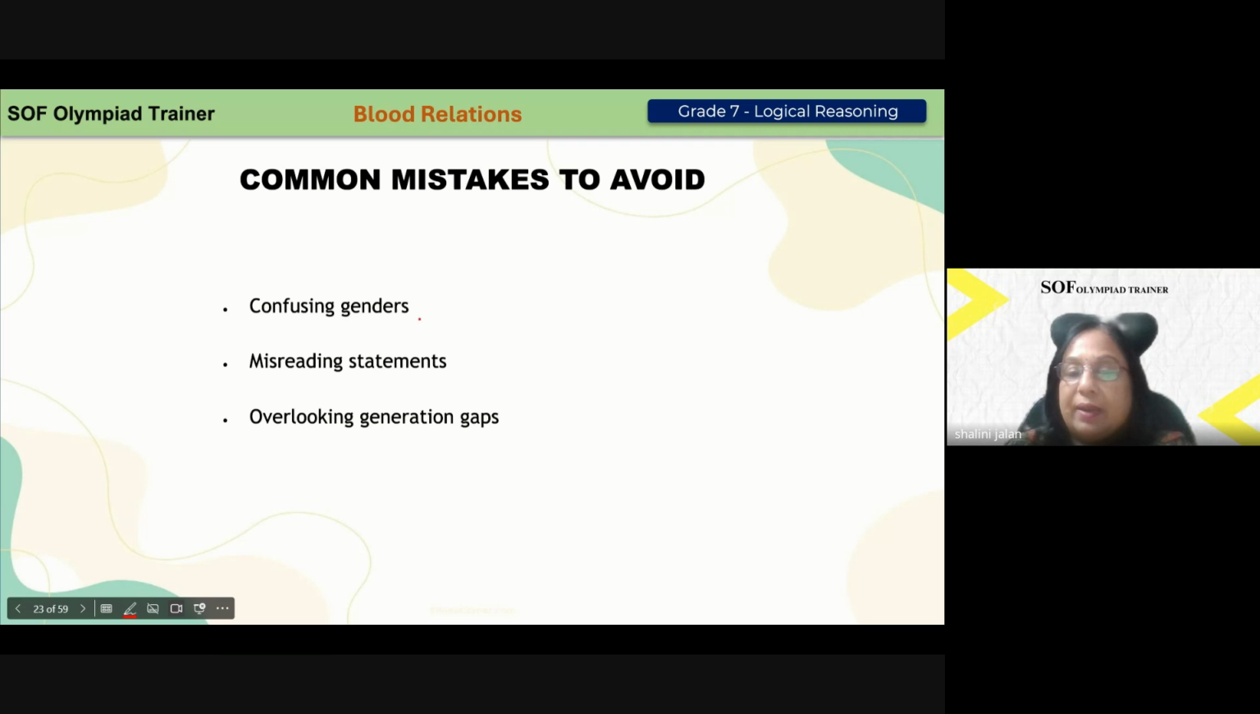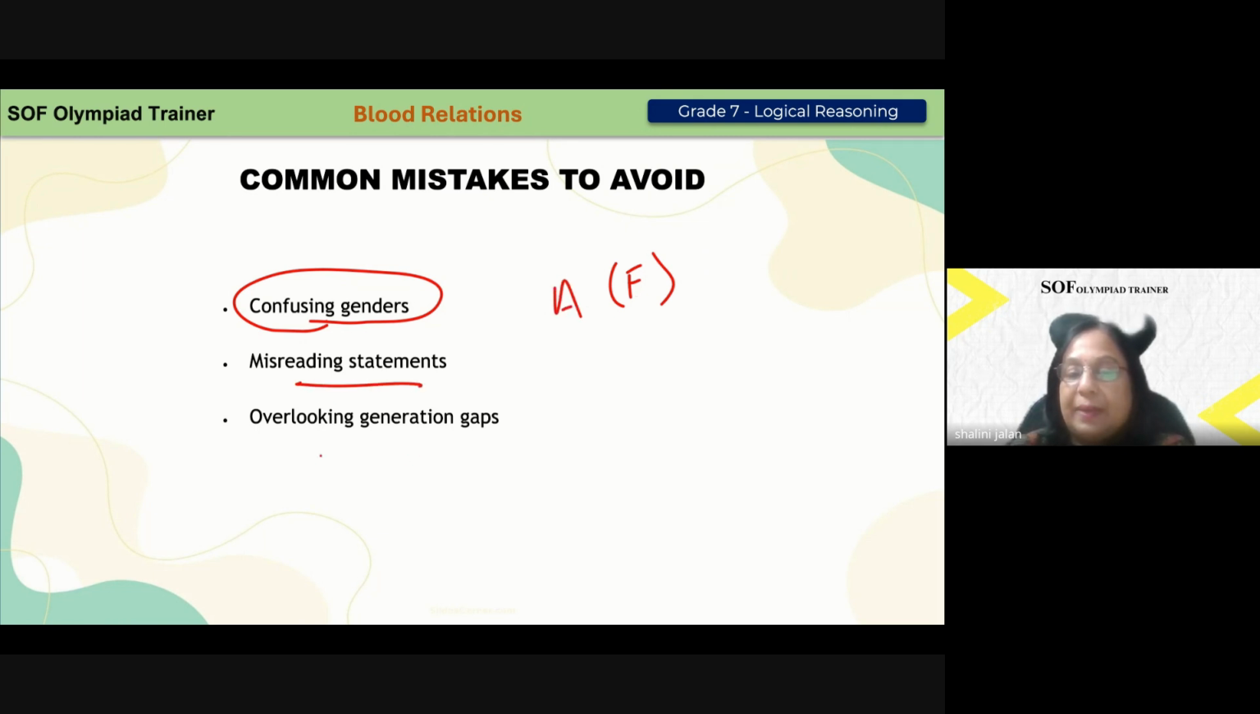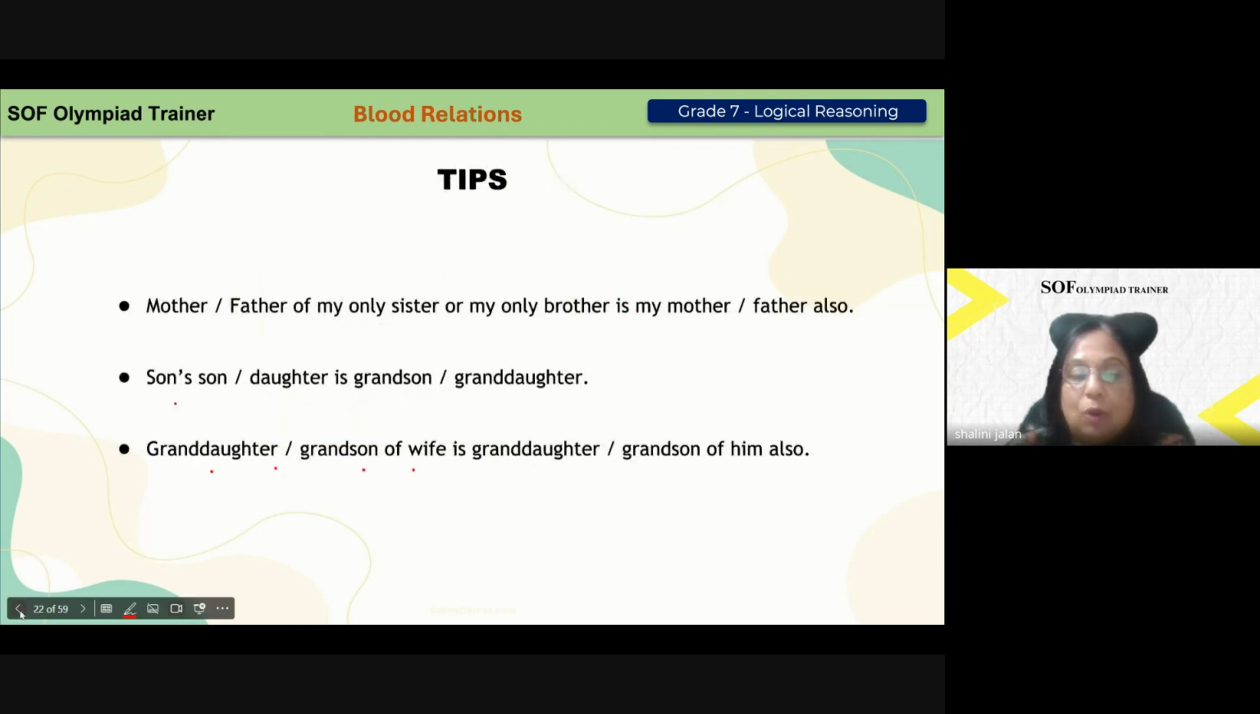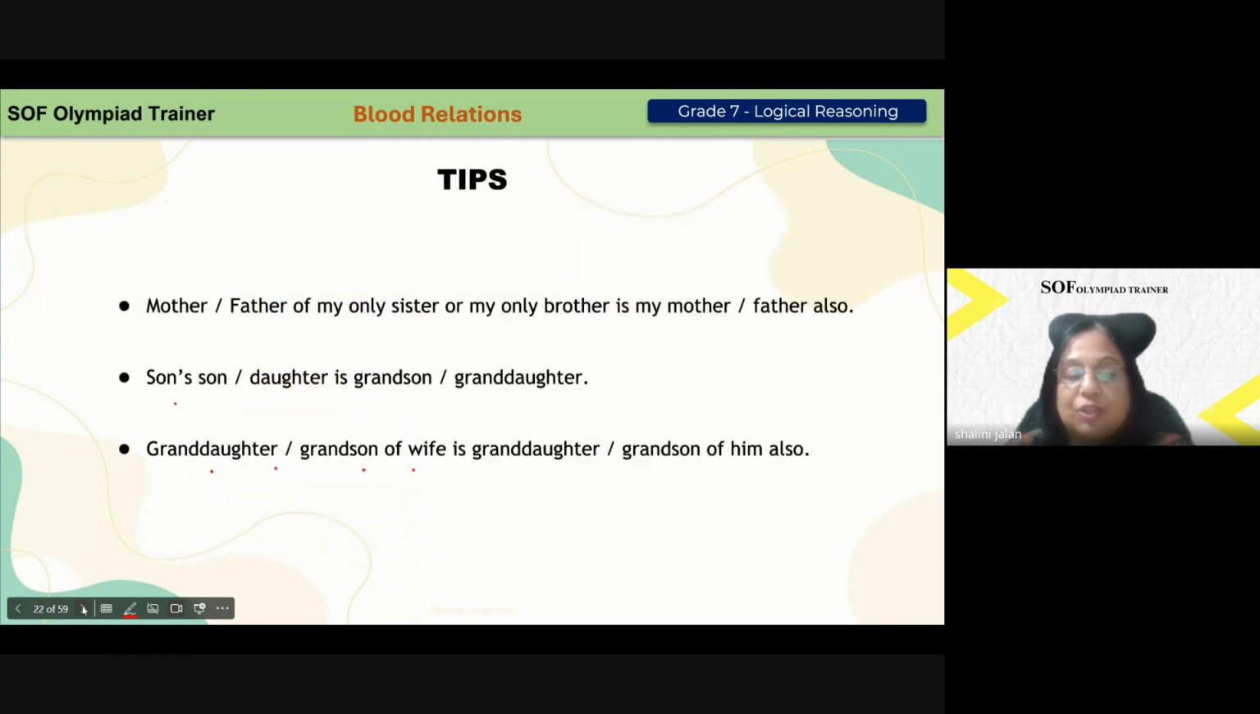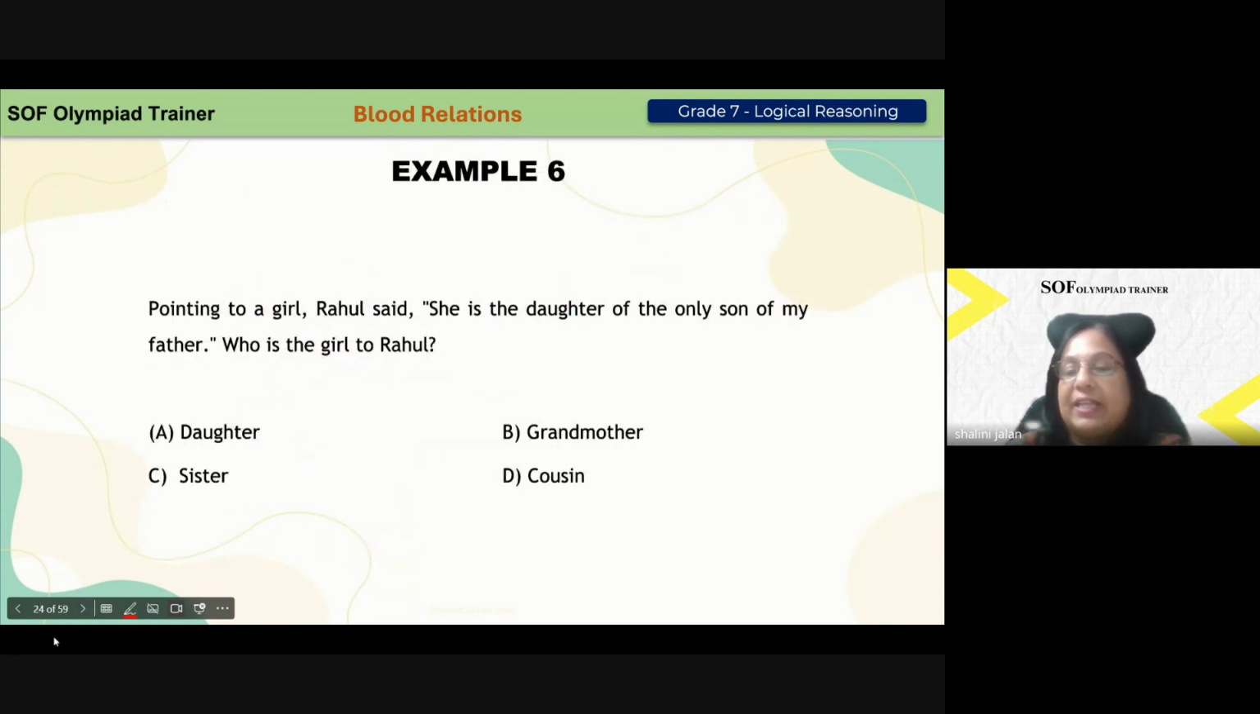General mistakes which you make: confusion of genders, right? So that is why we prefer to write down the gender in brackets along with every name. A, so A is F, female. Misreading of statements and overlooking generation gaps, right? See, this is very important. We have almost specified every relation which can come on any level. Grandparents, that is grandfather, grandmother, granduncle, and grandaunt. In parents and in-laws level, we will be having mother, father, uncle, aunt, father-in-law, and mother-in-law, right? So this way, you can use this family chart and this generational description to depict every relation here.